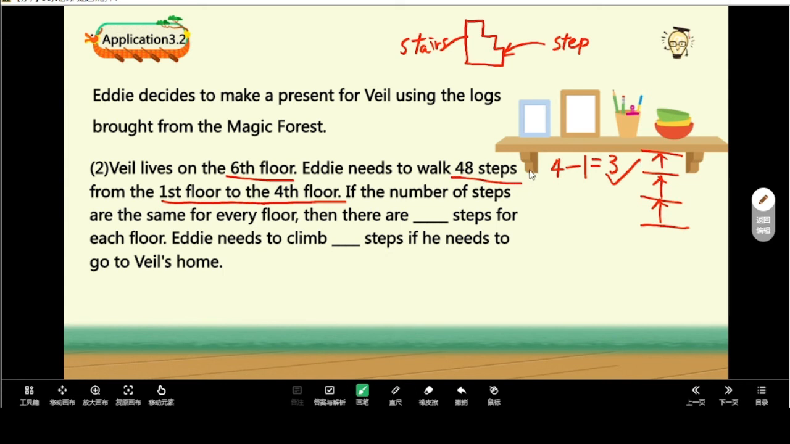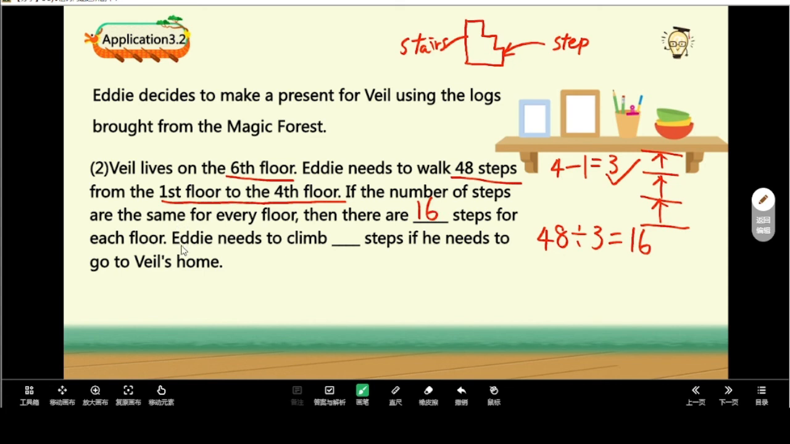So we know we need to climb 3 stairs, and in total, Eddie needs to walk 48 steps. So how many steps are there for each floor? How can we do this? We need to divide 48 into 3 stairs, right? Divide the total into separate. Okay, so what is our answer? Our answer is 16. So this will be 16.